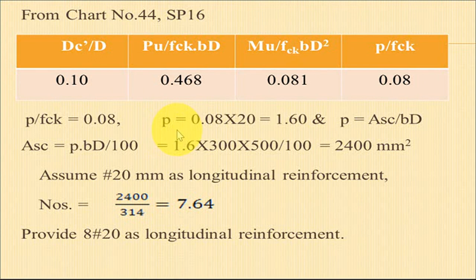So p is equal to 0.08 multiplied by fck, grade of the concrete 20, we get 1.60. That means the percentage of steel is 1.60, which is greater than the minimum, that is 0.8%. So from this formula we can find out the area of longitudinal steel, that is p multiplied by the cross section of the column divided by 100, which is 2400. Then assume the diameter 20 mm as longitudinal reinforcement, so find out the number. It is 7.64. So we can provide 8 bars as longitudinal reinforcement.